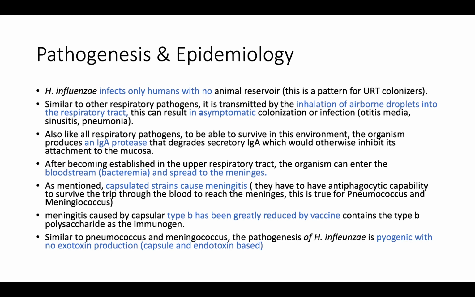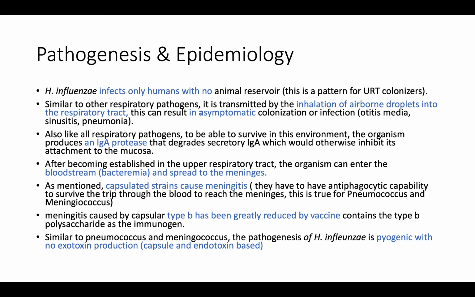Once they gain entry into the blood, they can spread into the meninges. It's a relatively short trip from the upper respiratory tract to the very close meninges, especially if you go through the cribriform plate, which would be a direct invasion. As mentioned, capsulated strains cause meningitis. Meningitis with HIB has been greatly reduced by the vaccine. It has pushed other types of Haemophilus influenzae to become more dominant.